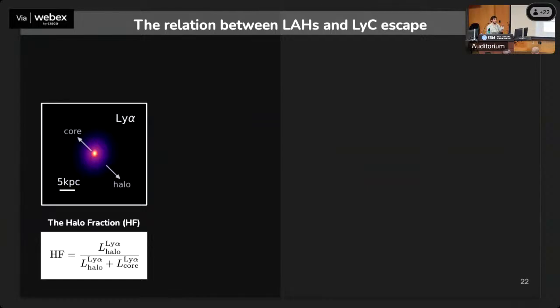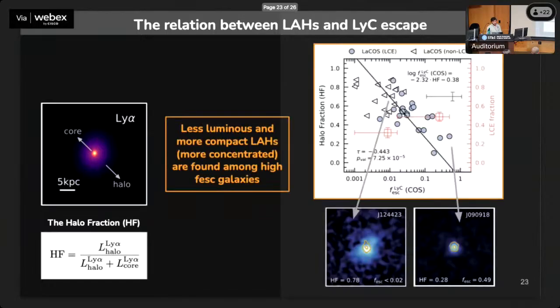But we wanted a quantity that can encapsulate all these properties of the halo together, and for that we use a metric called the halo fraction. The halo fraction is just the luminosity of the halo divided by the total Lyman alpha luminosity of the galaxy. And what we discover is a nice correlation between this halo fraction and the escape fraction of ionizing photons. This is the main plot of the paper, and it corroborates what we saw visually in the previous slides. Galaxies with high escape fraction of ionizing photons have low halo fraction, meaning that their halos are small and compact, while galaxies with low escape fraction have high halo fraction, meaning that the halo is more extended, more luminous, and more diffuse.